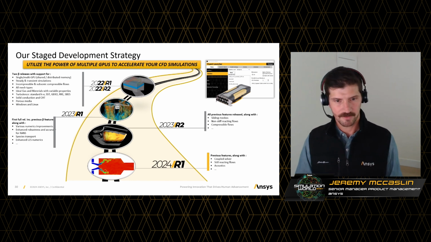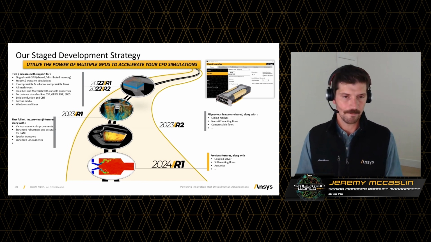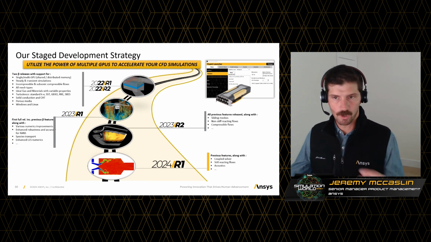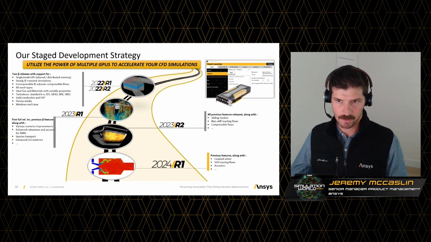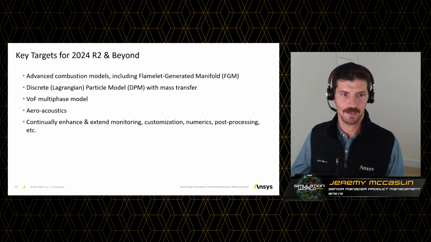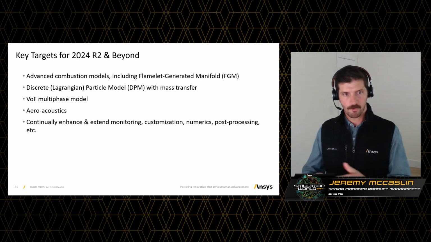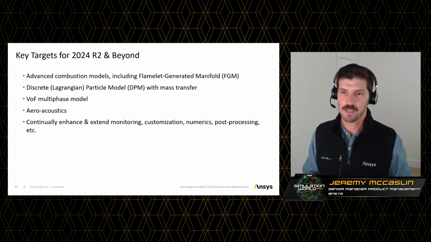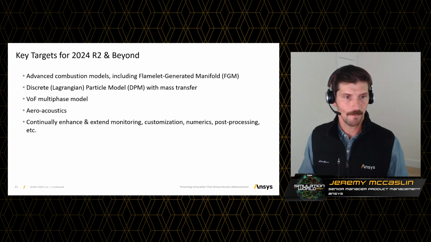Now that we have all that there and validated, we're starting to add some of the more advanced physics, which we saw a little bit of, things like coupled solver and getting some of the chemistry there. So 2024 is a very exciting year as we start to make progress on the more high-end advanced physics use cases in the GPU. Looking at 24R2 and beyond, we are seeking to add advanced combustion modeling capabilities, including FGM, or flamelet generated manifold.